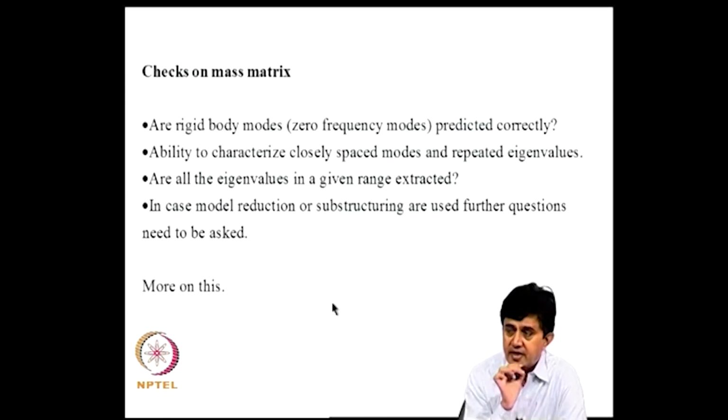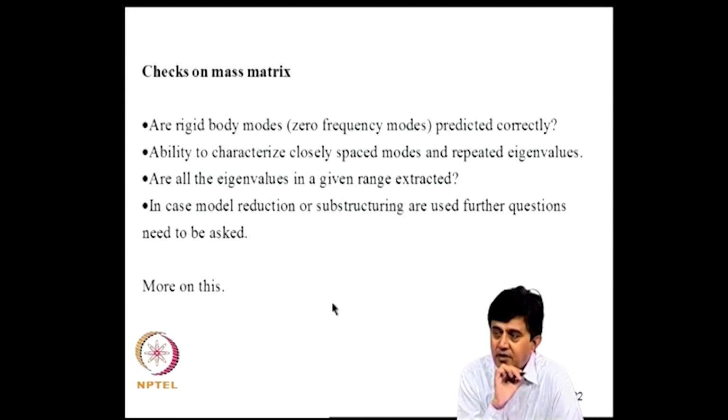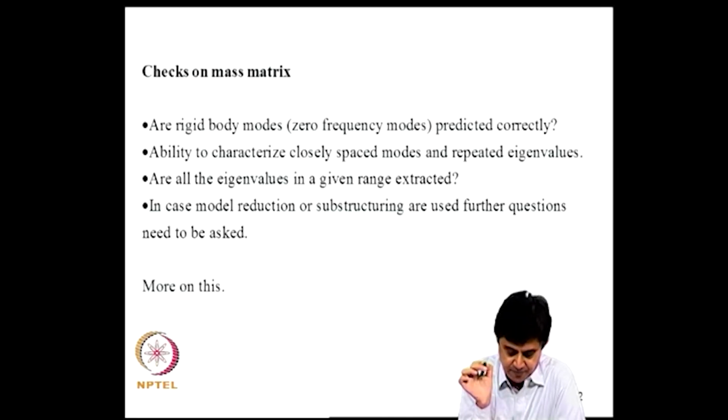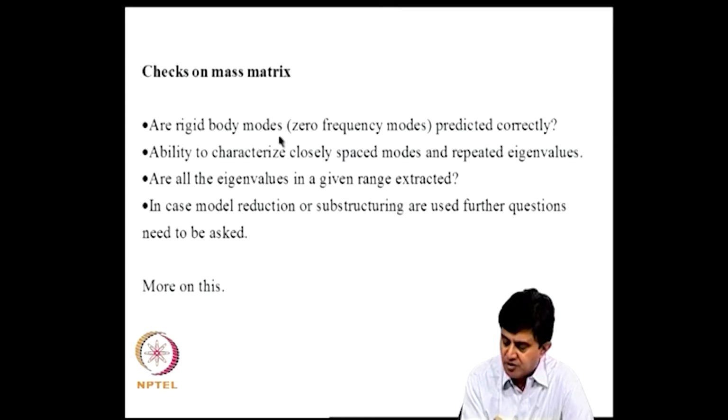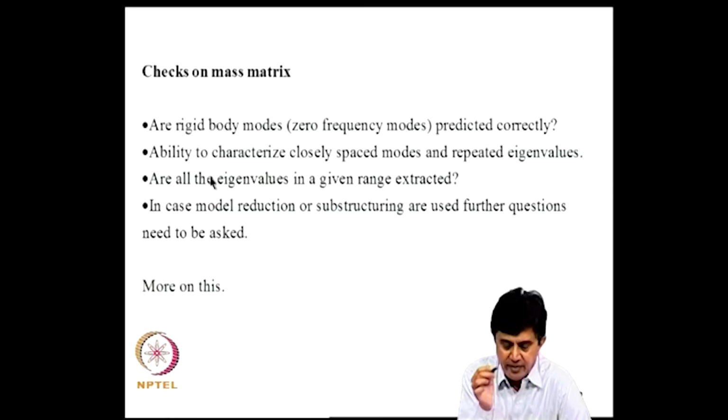Now, all these checks have been on static behavior of the system. So, how about problems of dynamics? So, there are few checks on mass matrix. I will return to this sometime later in the course, but I will just indicate a few points here. This is something to do with eigenvalue analysis. The question we can ask is, are rigid body modes predicted correctly? If I know that a structure is supported in a way that suppose it admits 2 rigid body modes, the eigenvalue analysis should reveal that.